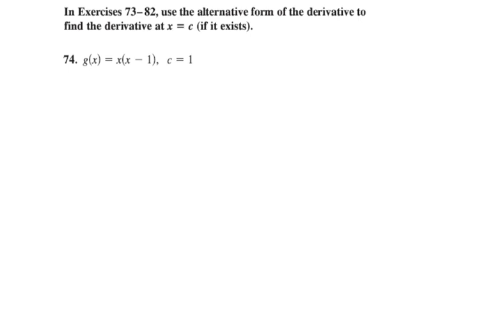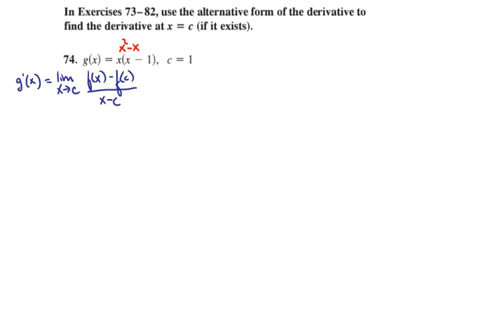In problem 74, we want to use the alternative form of the derivative to find the derivative at x equals c if it exists. And the alternative form of the derivative of g of x would be the limit as x approaches c of f of x minus f of c over x minus c. Now in this case, if g of x is x times the quantity x minus 1, we can multiply that out to be x squared minus x.